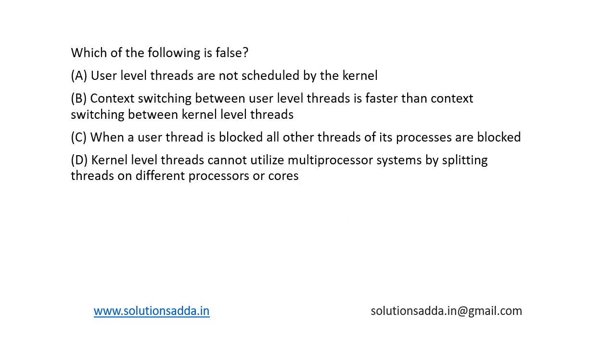This is a question from operating system. Which of the following is false? Option A, user level threads are not scheduled by the kernel. This is true. User level threads are scheduled by the thread library and kernel knows nothing about it. Option B, context switching between user level threads is faster than context switching between kernel level threads. This is also true. Context switching between user level threads is much faster as nothing is saved and restored, while for kernel level threads registers, program counter, stack pointer, etc. must be saved and restored. So this is also true.